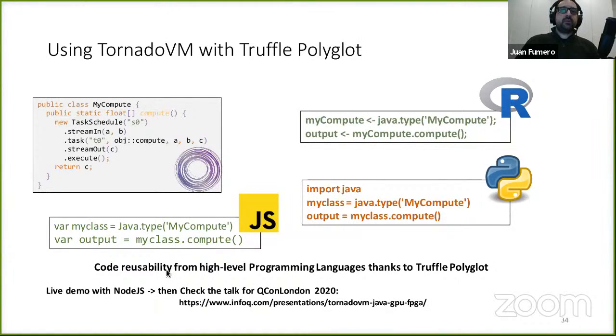In fact, we had a demo last year at QCon London running Node.js in the web browser on the GPU. So if you are interested, just check it out. So really, this is important because out of the box, this is thanks to Truffle Polyglot, right? They did a really good job integrating those languages, and we can benefit from it. So if you have code already written for Tornado, you can just use it in any language on top of GraalVM, right?